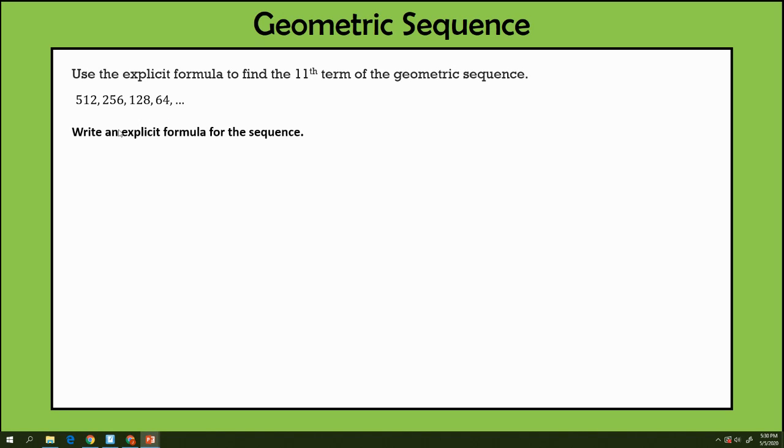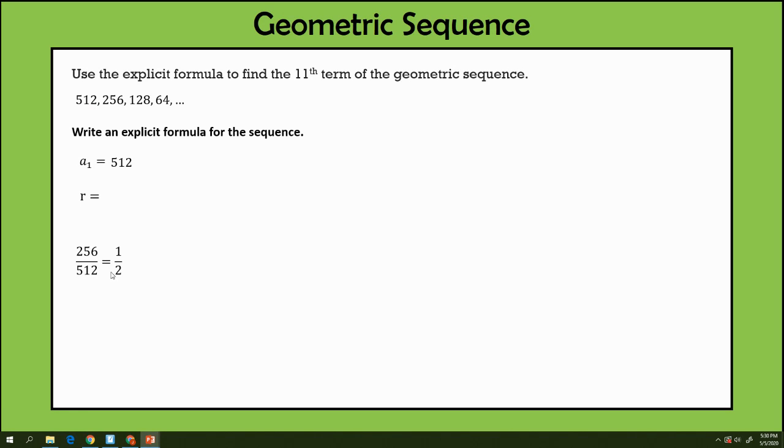Okay, well, to write the explicit formula, we need two things. We got to know a sub 1 and we got to know the common ratio. Well, a sub 1 is pretty simple. It's the first term of the sequence. That's 512. The common ratio we get, remember, by taking a term and dividing it by its previous term.